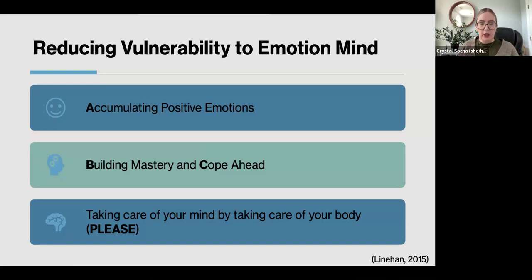But when we talk about accumulating positive emotions, that can be short-term or long-term. So short-term could be some of those activities we mentioned in the beginning. Long-term might be making changes in your life so that these pleasant events happen more often, really building a life worth living. Building mastery and coping ahead is another skill, which we'll talk about in just a moment, and then taking care of your mind by taking care of your body. So what are some ways that you take care of your mind by taking care of your body?